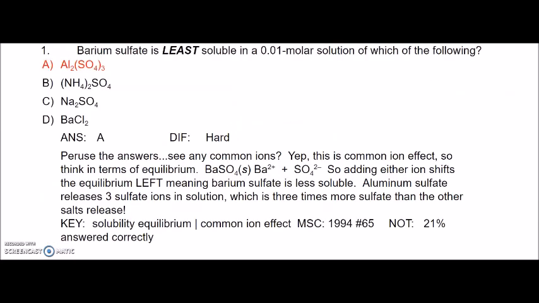The answer is A. So this is a common ion effect question. So think in terms of equilibrium. Barium sulfate solid is going to break down into barium ions, cations, and sulfate ions. So adding more ions is going to shift the equilibrium to the left to make barium sulfate less soluble. So aluminum sulfate releases 3 sulfate ions in solution, which is 3 times more sulfate than other salts release. So if you notice, this was a question back in 1994. It was number 65. Only 21% got it correct. So compare and contrast how you did.